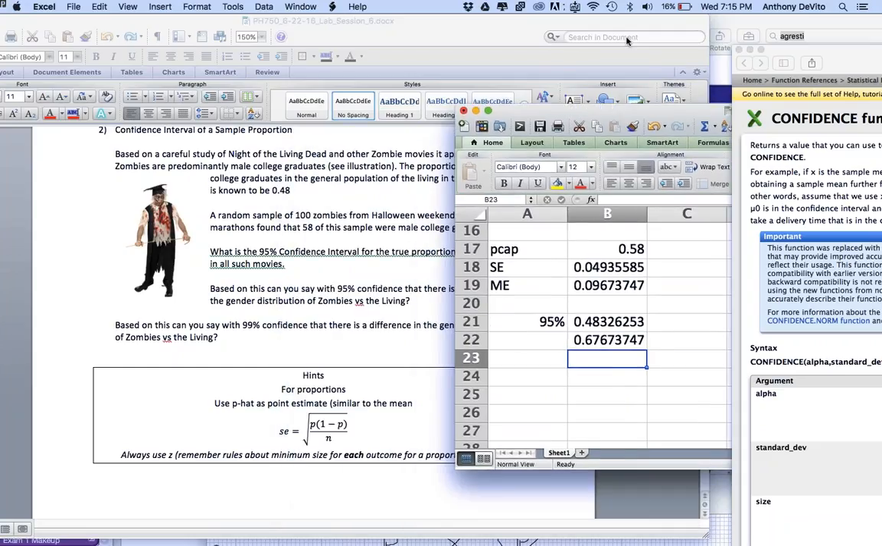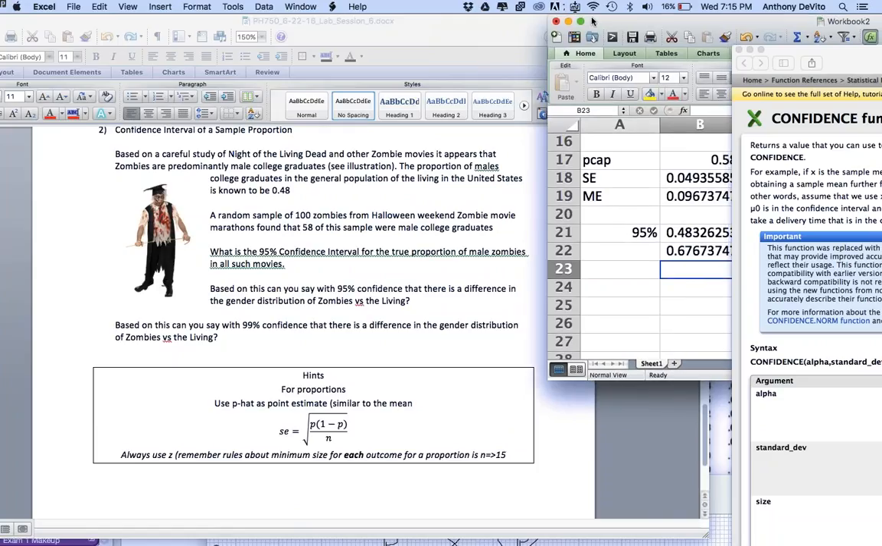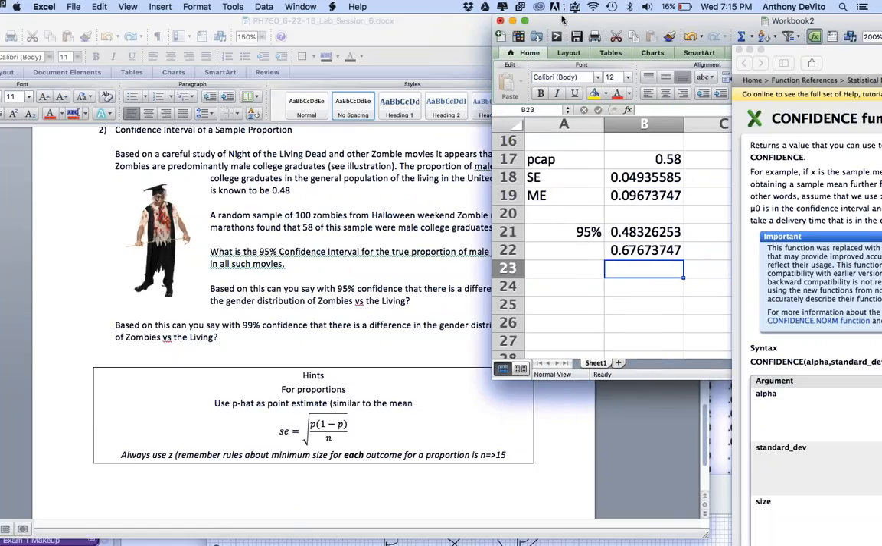Well, what were we comparing it to? 48%. So we're right on the cusp. It looks like maybe there is a difference, that the 0.48 is outside of our confidence interval almost. Actually, in fact, it is a teeny bit outside of our confidence interval. So we might be willing to say we're 95% sure that the proportion of males for zombies is different than the proportion of males for the living population.